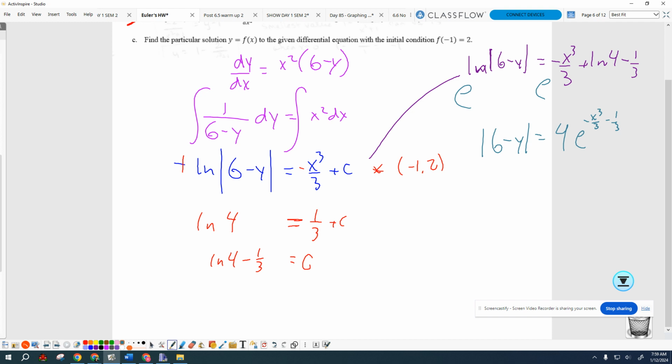Is that okay? I don't have y out of here yet. So to get rid of these absolute value bars, either this is positive or this is negative.